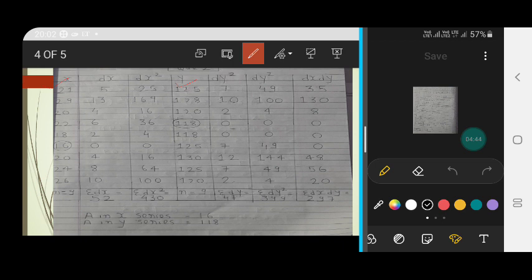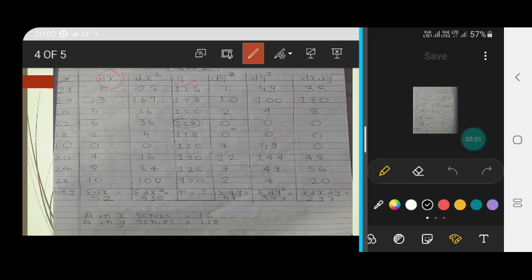Now what do we have to do? We have to calculate the other values in the other columns with the help of the given data. What are we going to calculate first? We are going to calculate the dx.